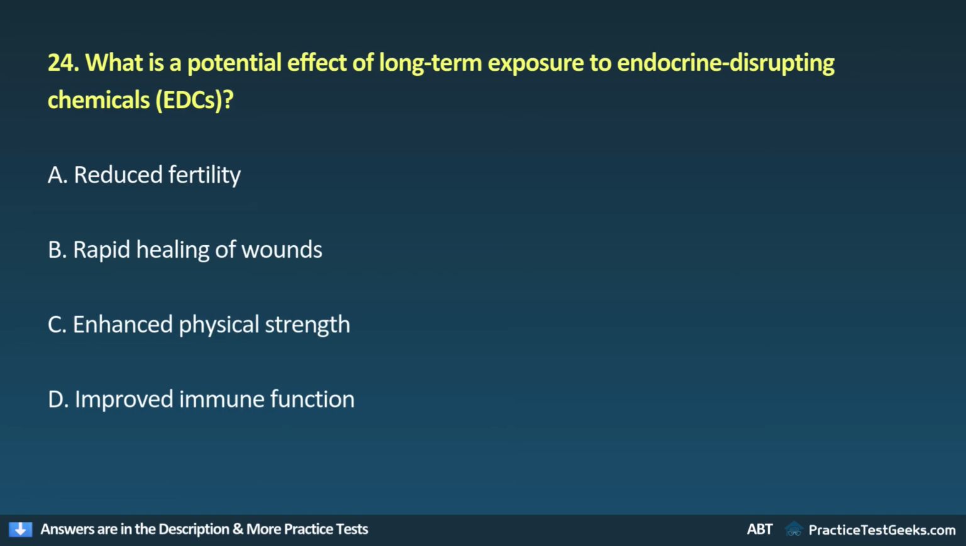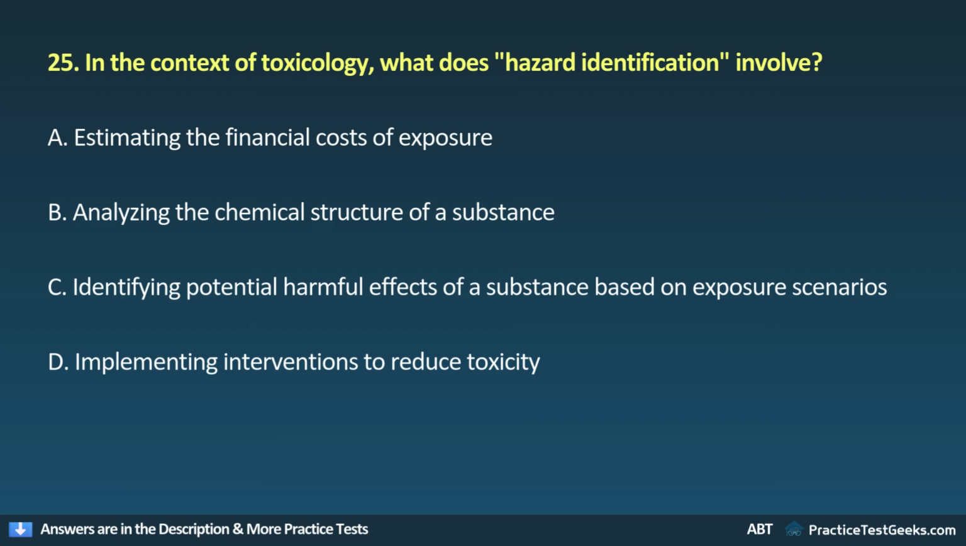24. What is a potential effect of long-term exposure to endocrine-disrupting chemicals, EDCs? A. Reduced fertility. B. Rapid healing of wounds. C. Enhanced physical strength. D. Improved immune function.